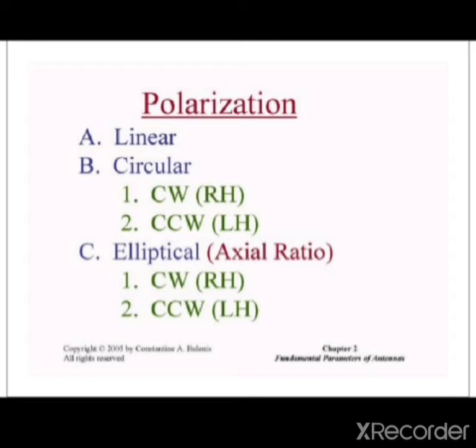As I just told, circular polarization has clockwise and counterclockwise. The clockwise means the right circular polarization, and the counterclockwise the left circular polarization. Similarly for the elliptical, there is also right and left polarization, clockwise and counterclockwise. So here the axial ratio comes in. Axial ratio means the ratio of the major axis to the minor axis. Generally, an axial ratio equal to 1 is the circular polarization. If it is more than 1, then it is an elliptical polarization.